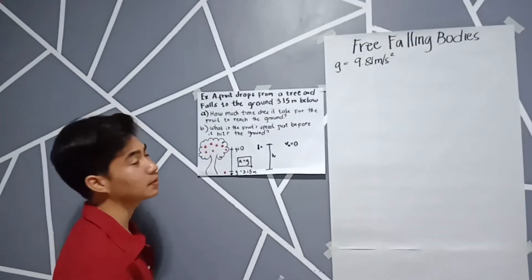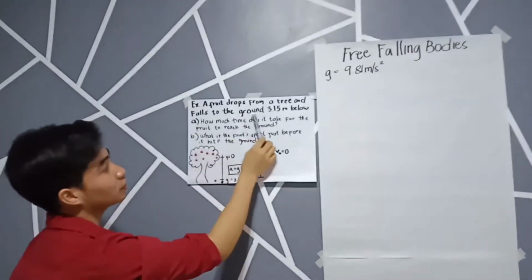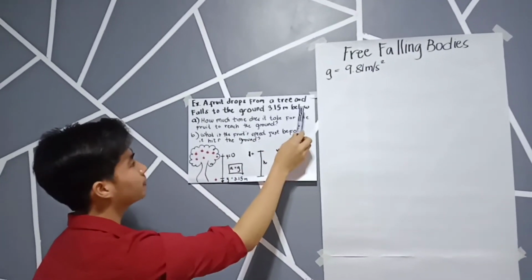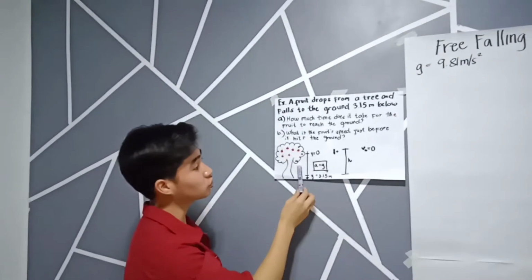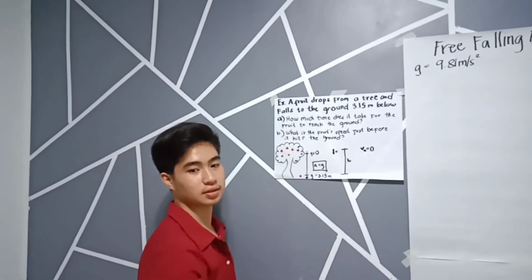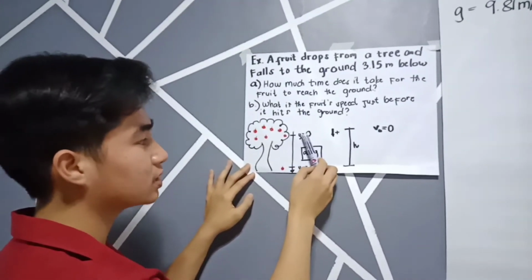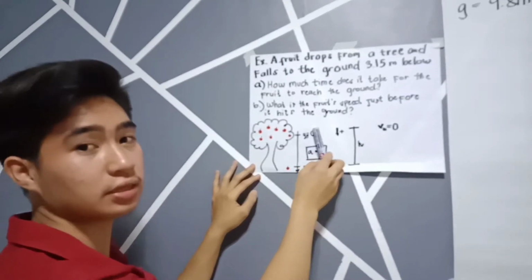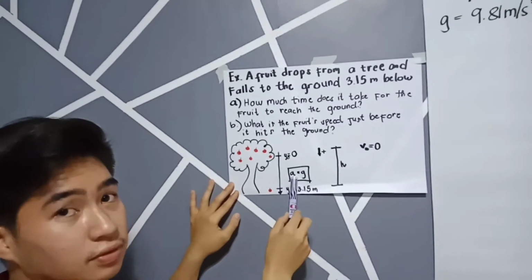Here is a sample problem. A fruit drops from a tree and falls to the ground 3.15 meters below. We have a figure here to visualize the problem. This is the fruit when it fell to the ground, and y sub o is equal to 0 because this is the origin. The direction is downward, which is positive.